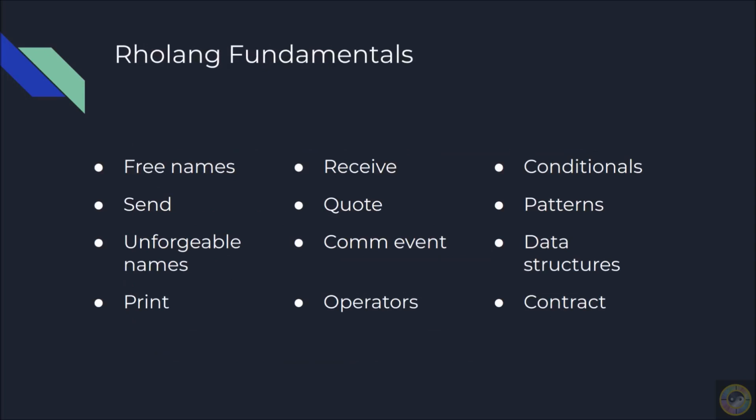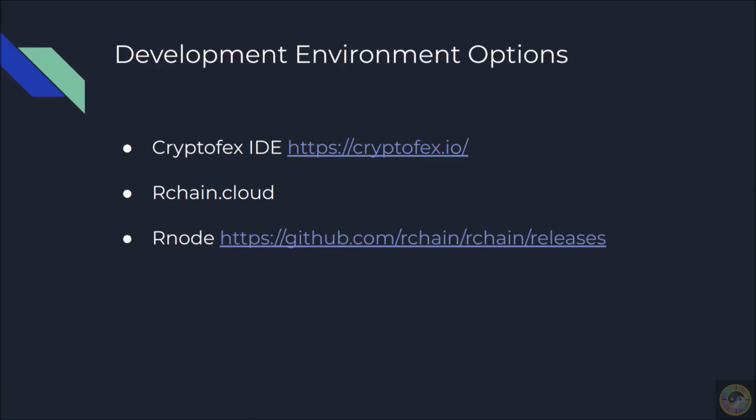Okay, so these are the fundamentals of Rholang. We have free names, we have sends, we have unforgeable names, we have the print into the console, we have receiving, we have quoting and unquoting, we have the communication event or com event for short, we have the logical operators, the arithmetic operators, the for operator, the new operator, the power operator, we have the conditionals, we have patterns, we have data structures, and we have contracts.